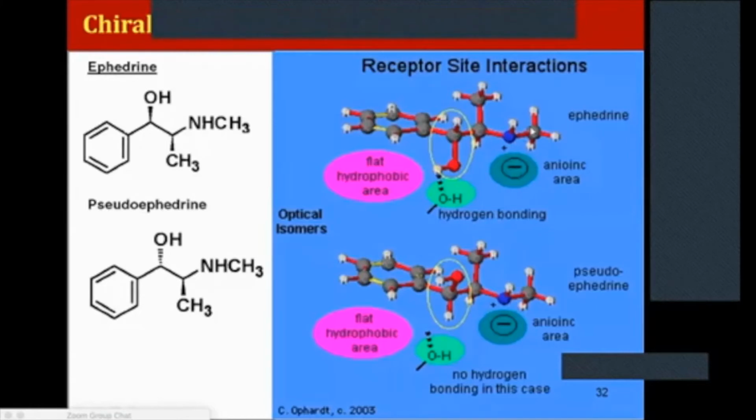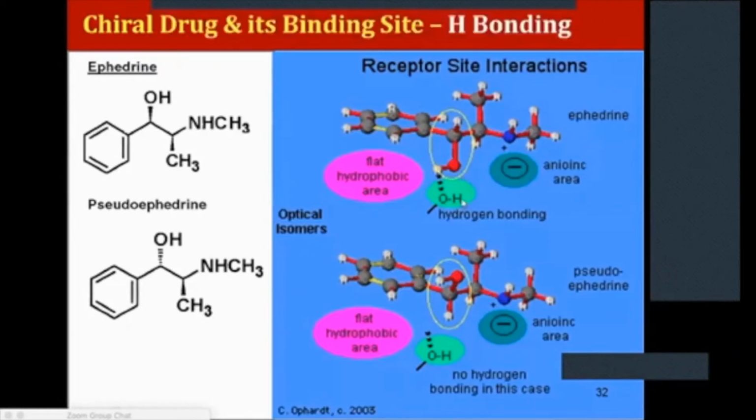which is the flat hydrophobic area, this one. But this OH is responsible for hydrogen bonding with the receptor. So if our body has a suitable receptor for this OH bond, it has hydrogen bonding and your drug action takes place.